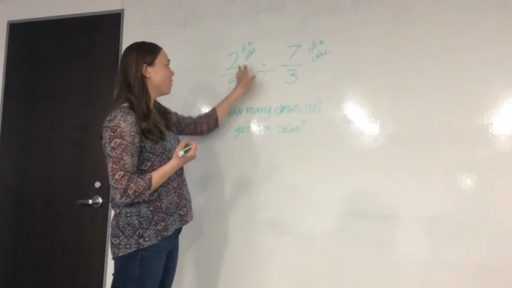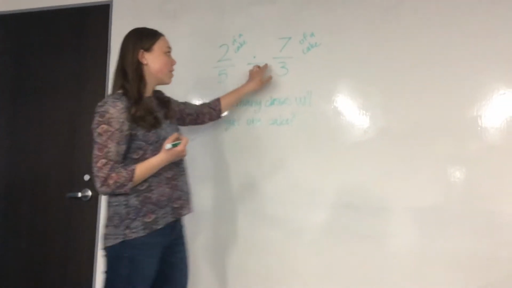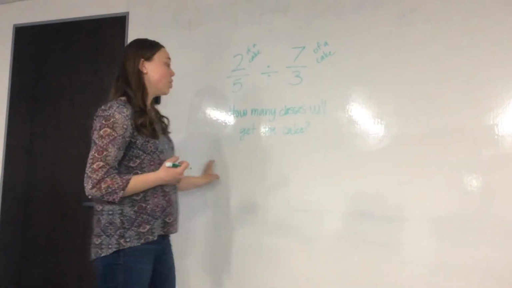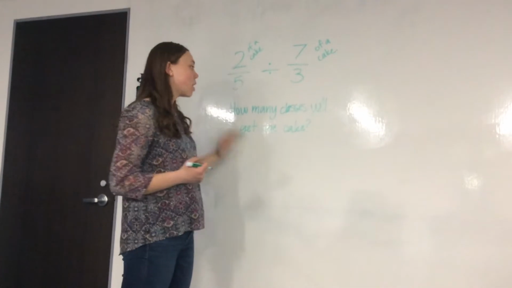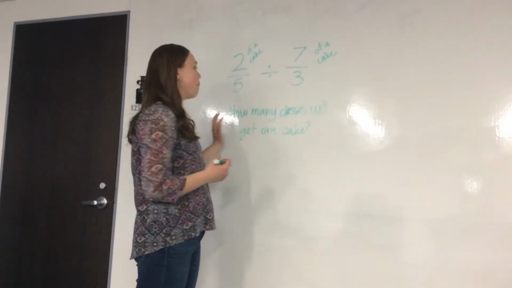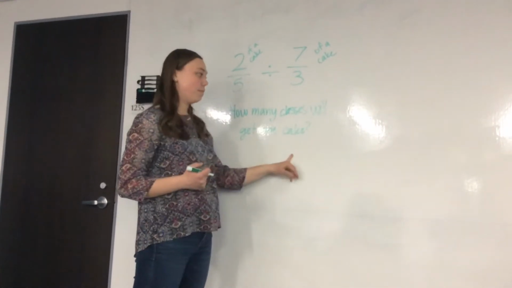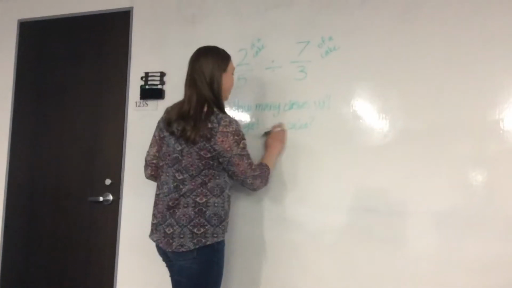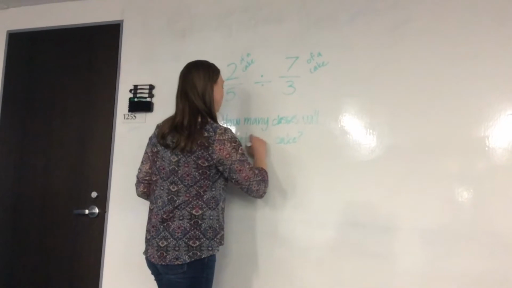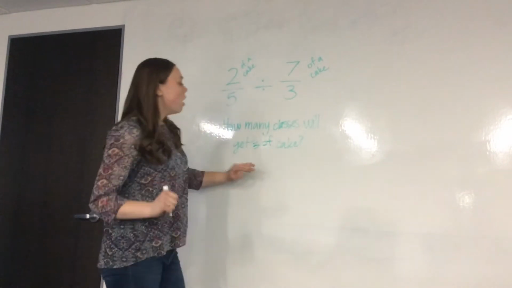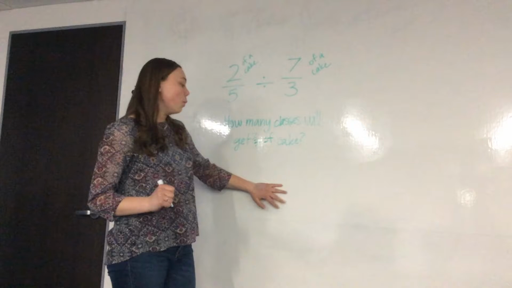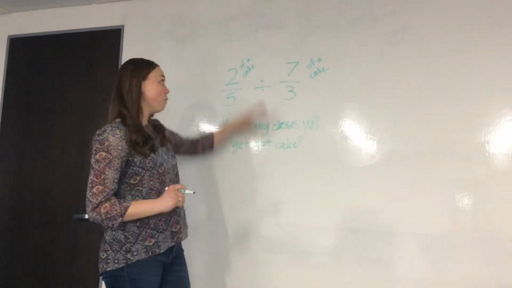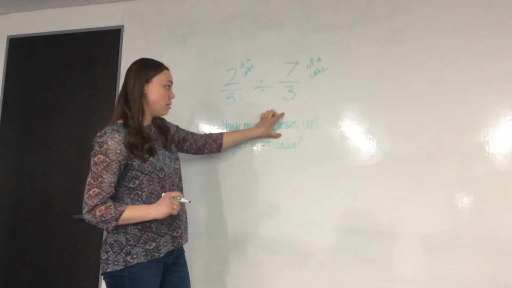So if we have 2/5 of a cake, and we want to divide 7/3 of a cake equally among a certain number of classes, like classrooms, how many classes will get one cake? Or how many classes will get 7/3 of a cake? So that's the question that we're trying to answer. An important thing to remember with measurement division is that our whole is going to change. So we're going to go from a cake to classes.